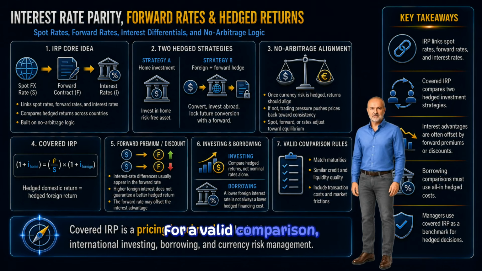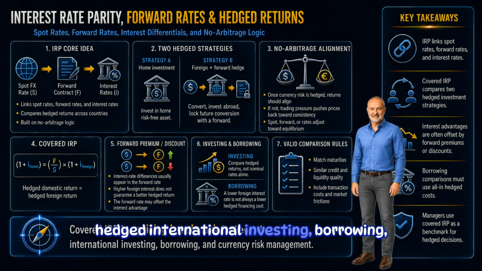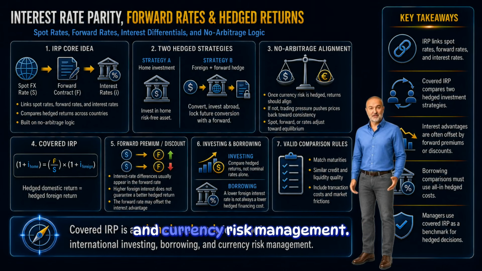For a valid comparison, maturities must match, and the assets should have similar credit and liquidity characteristics. Transaction costs and other market frictions also matter. For managers, covered IRP is best understood as a pricing benchmark for hedged international investing, borrowing, and currency risk management.